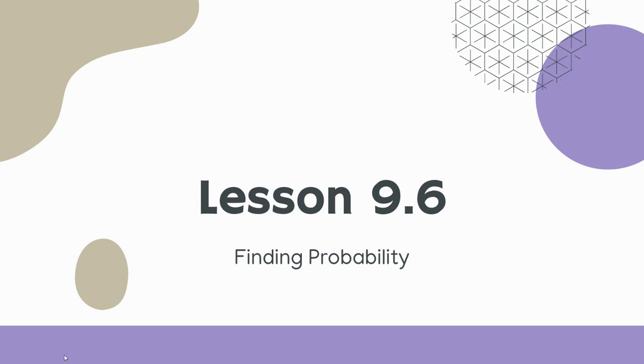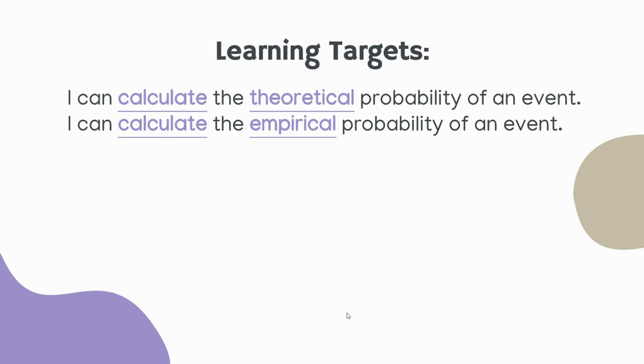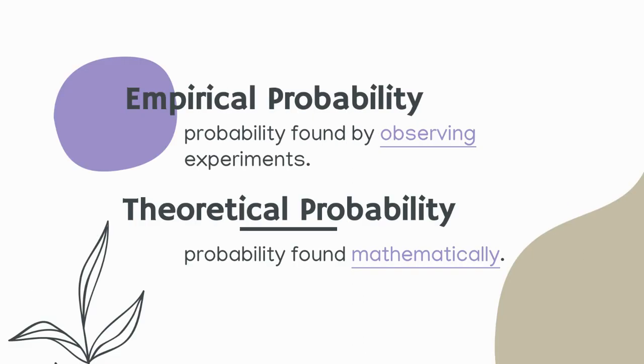Okay, so we are going to be talking about some probability here and how to find it in this lesson. Our goals for today are to be able to calculate the theoretical probability as well as the empirical probability of an event. And it's okay if you don't know what that means, we will get there in just a minute. So, empirical probability is the probability that you find when you observe experiments, and theoretical probability is the probability that's found mathematically.